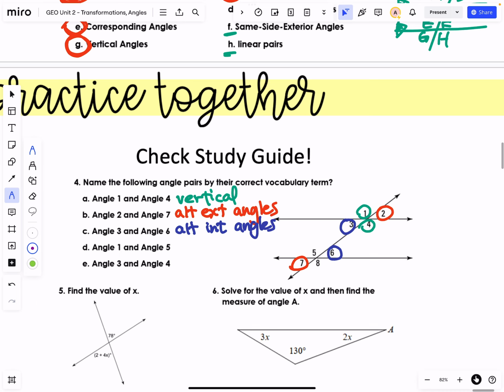How about 1 and 5? Those are both in the upper left-hand position. They're in the same position, so they are corresponding angles. Angles 3 and 4: they're right next to each other. They share a side and they make a line. This is a linear pair.